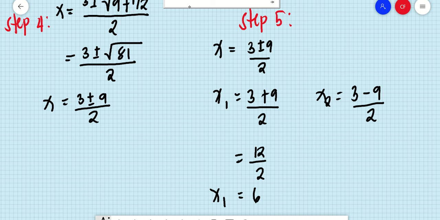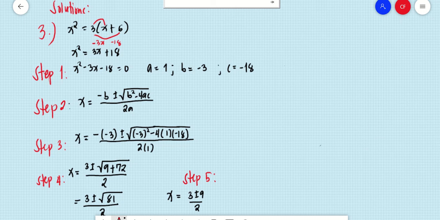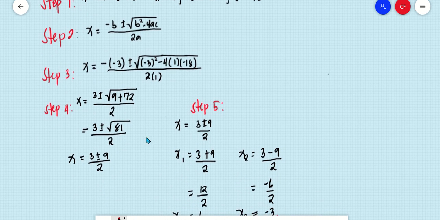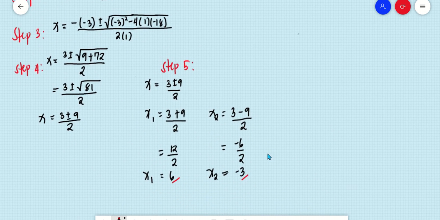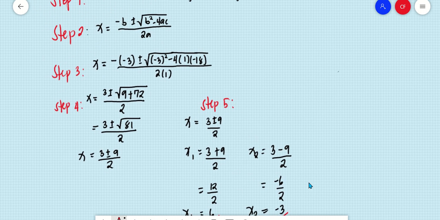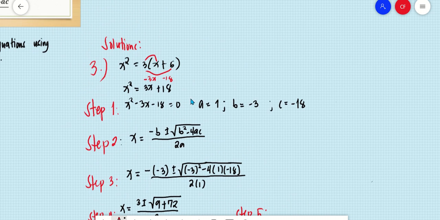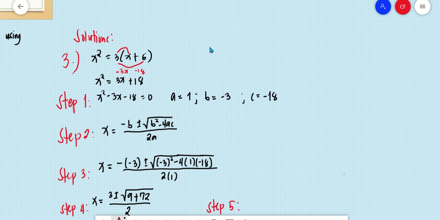Okay? And for x sub 2, 3 minus 9, that is negative 6 all over 2. Okay, so negative 6 divided by 2, that is negative 3. Right? So our solution here, for example number 3, is positive 6 and negative 3. Okay? Again, ito po yung solution natin. For example number 3, yan is step 1, step 2, step 3, step 4, and then finally step 5. Okay? Again, dun sa checking, kayo na lang po gumawa. Okay? Again, original equation po yung gagamitin sa checking, ha. Ayan. So, proceed tayo sa last example.